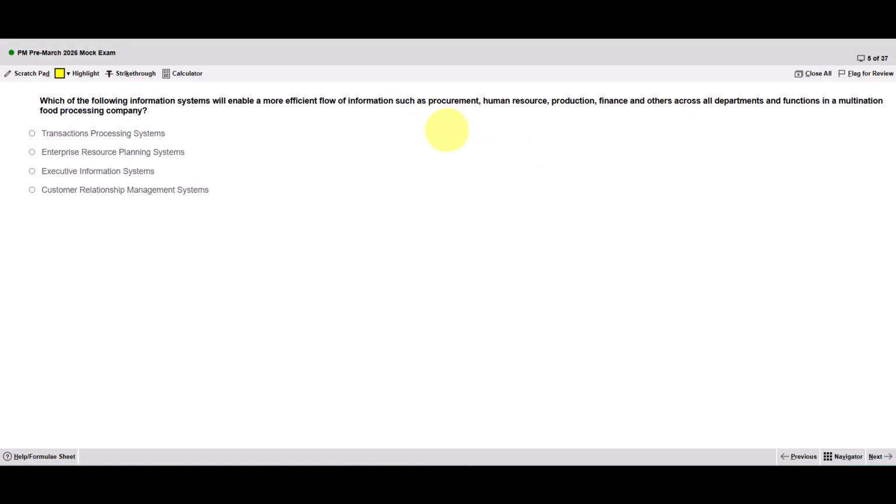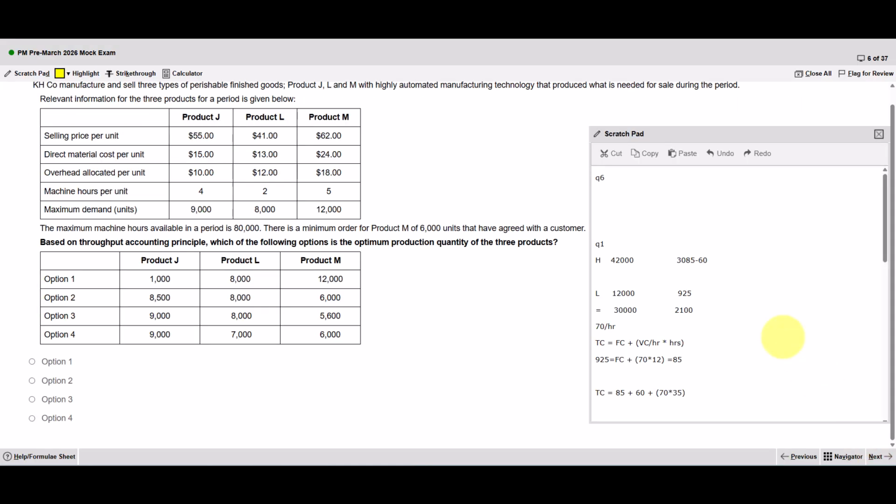This is just a technical knowledge question from the syllabus. The information system that ties all of these together is an ERPS. Transaction processing systems, normally used at the operational level, executive information system at the strategic level, and a CRM is around how we manage our relationship with our customers and our potential customers. There's quite a lot going on in this question.